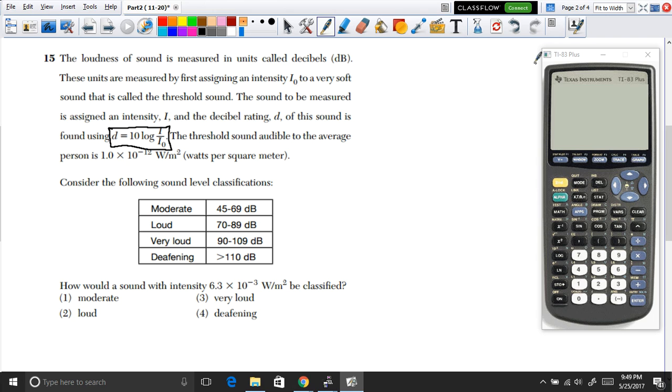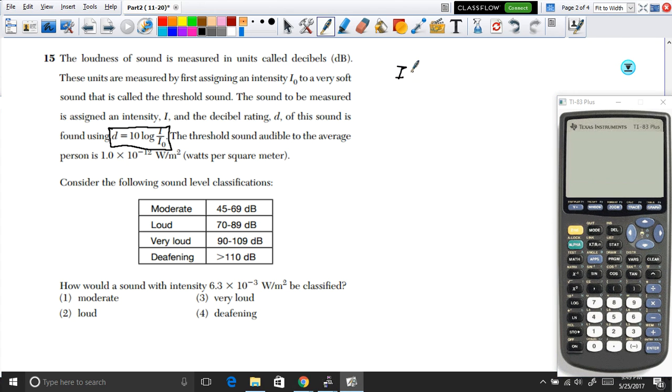If you read the problem carefully, you will see that I has a value of 6.3 times 10 to the minus 3, and I naught has a value of 1 times 10 to the negative 12. Everything is right there in the problem. But what we want to find is the value of d. Notice that d has an equation. We know I and I naught, so all we have to do is plug that in.